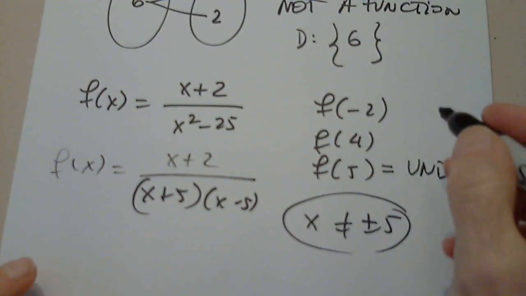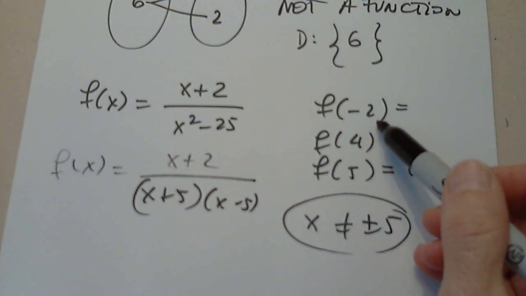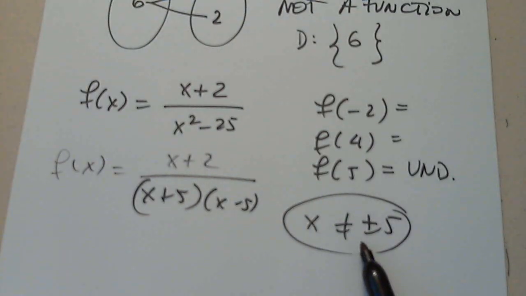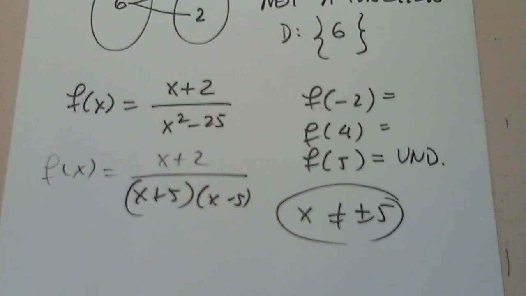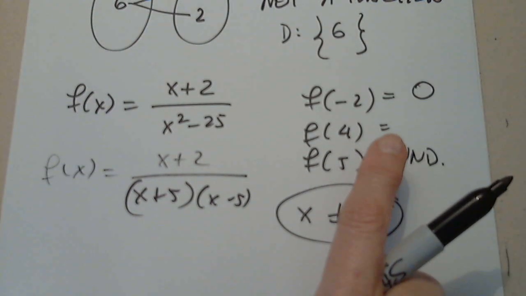For the other ones, I can determine anything you want, but don't ask me 5 or -5, because I'll say, sorry, I cannot give you a number. So for -2, the numerator is 0 and the denominator is not 0. It's only 0 for 5 and -5. How much is f of -2? The numerator is 0 over a number. What did we say 0 over a number equals? 0. Of course.